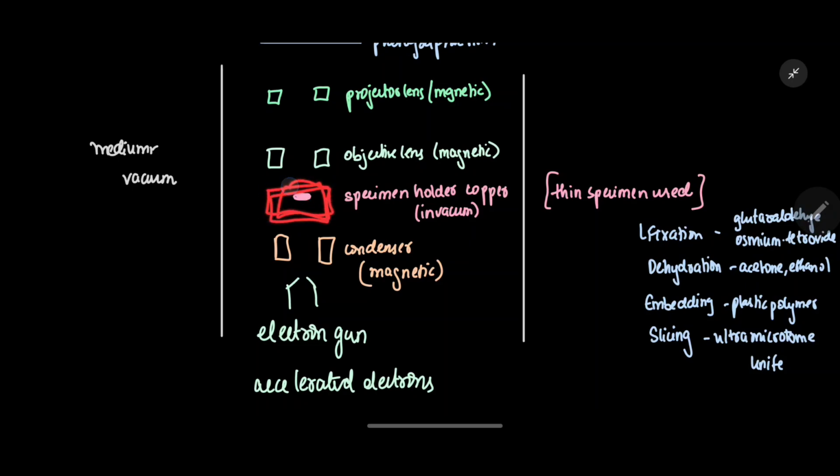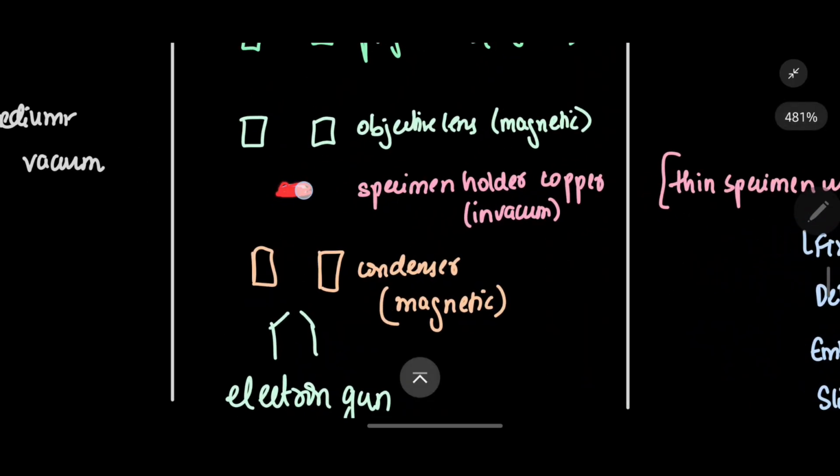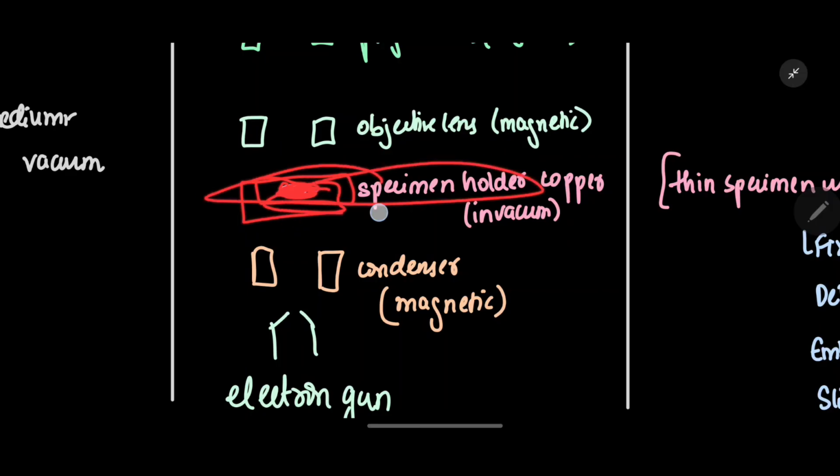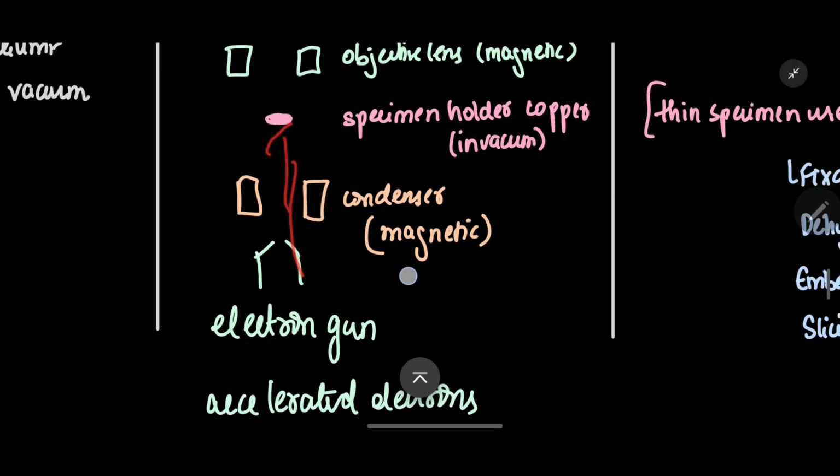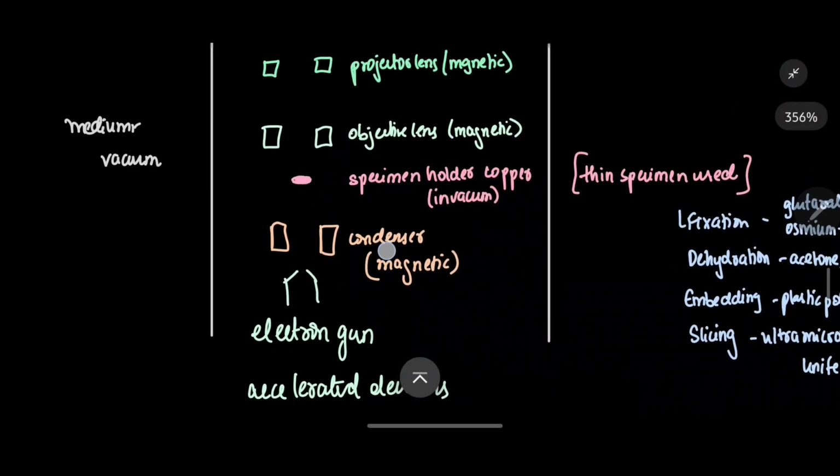Normally when you're using your light microscope or your dark field microscope, you use a glass slide and place your specimen on that. But here we're going to have a specimen holder that is made up of copper, and this is going to be held in a vacuum space, because your electrons can pass through your copper. So I hope that makes sense.